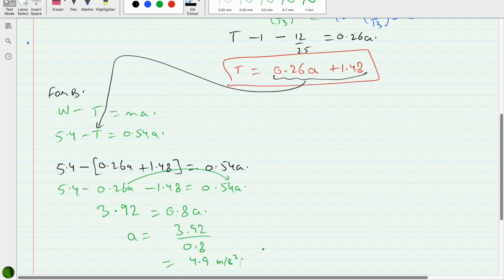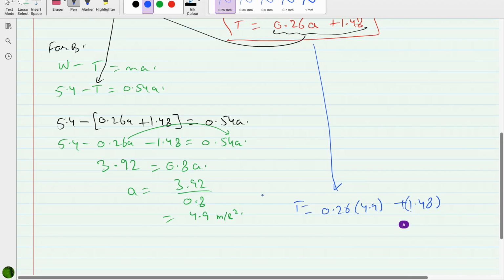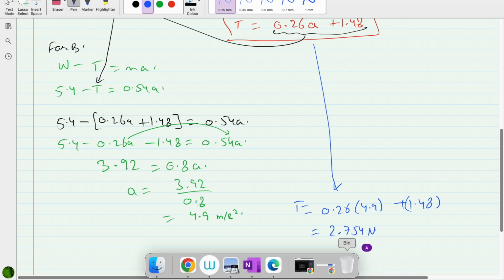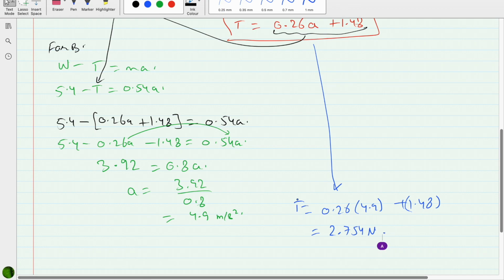Once the acceleration is done, we can substitute the same value to find the tension, and we use the same equation, the simplified one. So tension is equal to 0.26 into acceleration 4.9 plus 1.48, and I'm getting 0.26 into 4.9 plus 1.48, and the tension is 2.754 newtons in exact form. So that was the first part of the question.